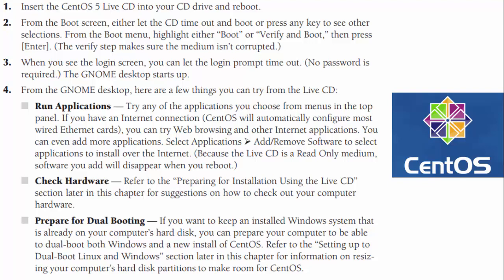Check hardware: refer to the Preparing for Installation Using the Live CD section later in this chapter for suggestions on how to check out your computer hardware. Prepare for dual booting: if you want to keep an installed Windows system that is already on your computer's hard disk, you can prepare your computer to be able to dual boot both Windows and a new install of SEN operating system. Refer to the Setting Up to Dual Boot Linux and Windows section later in this chapter for information on resizing your computer's hard disk partitions to make room for SEN operating system.